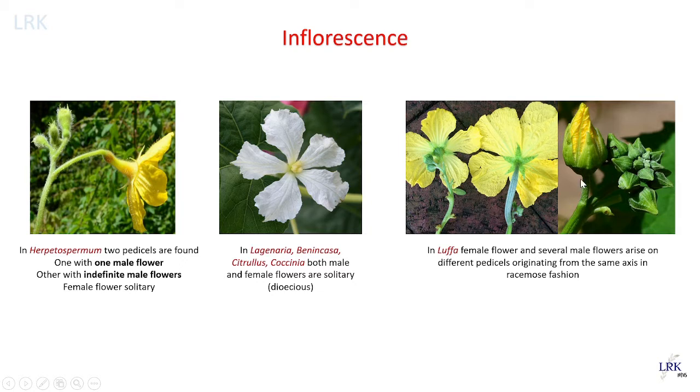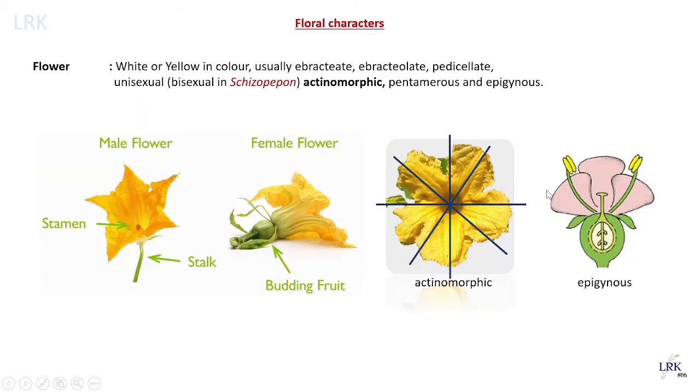We have one female flower and a number of male flowers originating from the same axis but on different pedicels. Coming to the floral characters, a flower may be white or yellow in color, usually ebracteate. That means bracts are absent.